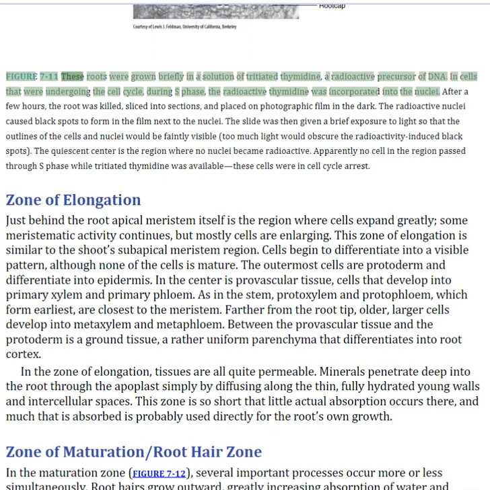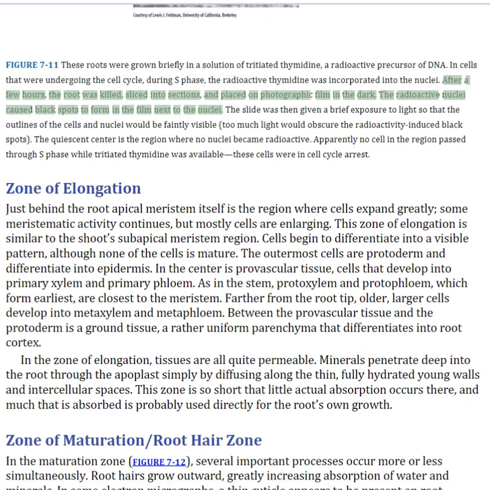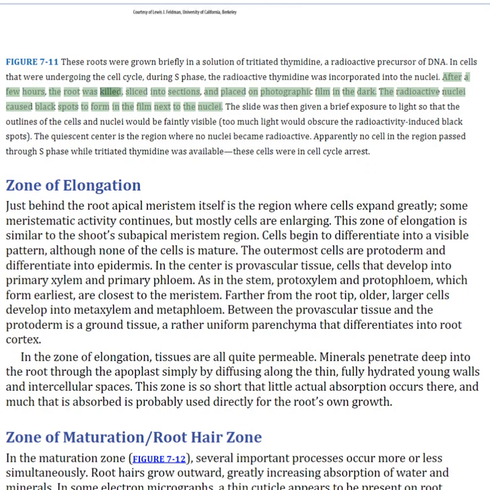Figure 7.11. These roots were grown briefly in a solution of tritiated thymidine, a radioactive precursor of DNA. In cells that were undergoing the cell cycle, during S phase, the radioactive thymidine was incorporated into the nuclei. After a few hours, the root was killed, sliced into sections, and placed on photographic film in the dark. The radioactive nuclei caused black spots to form in the film next to the nuclei.